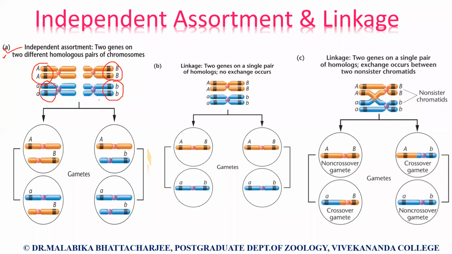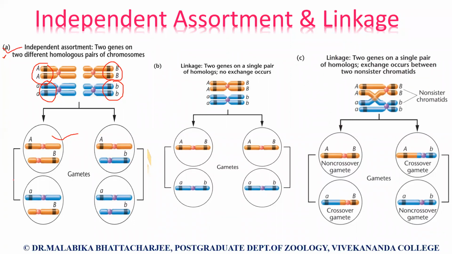So when there is meiotic segregation of gametes, what are the combinations we can get? We get a combination of capital A, capital B. Okay. Capital A, small b. So this is another combination. We get small a, capital B and small a, small b.